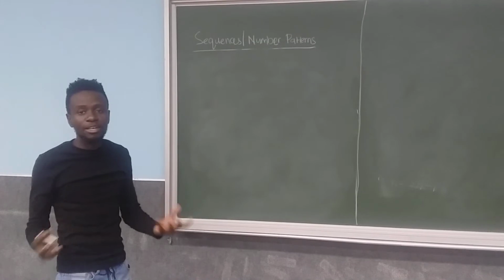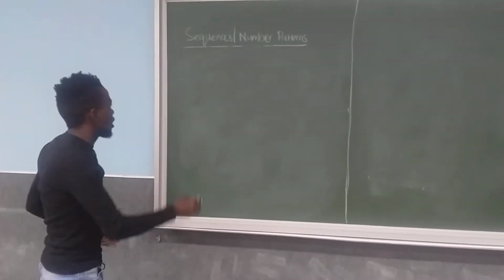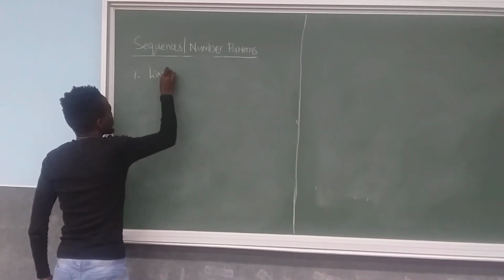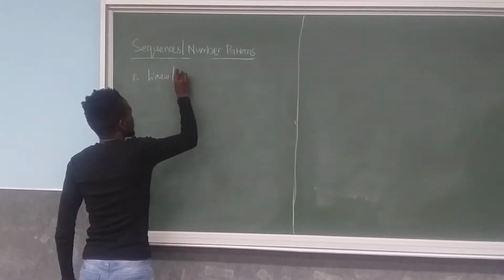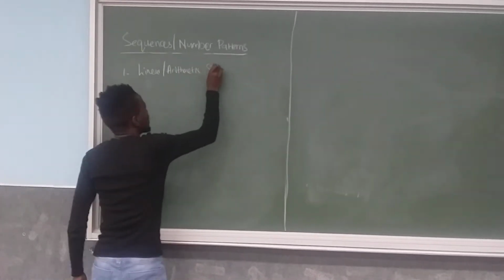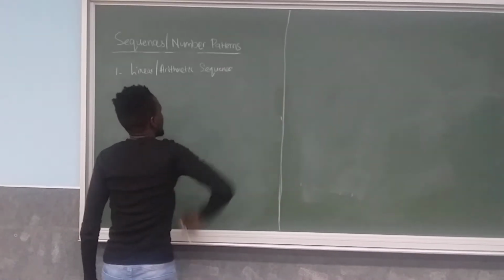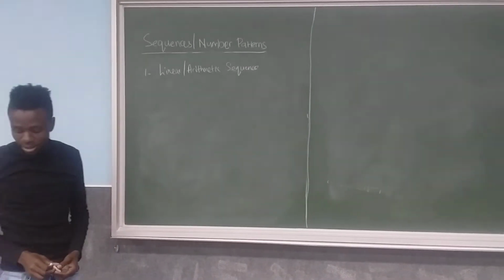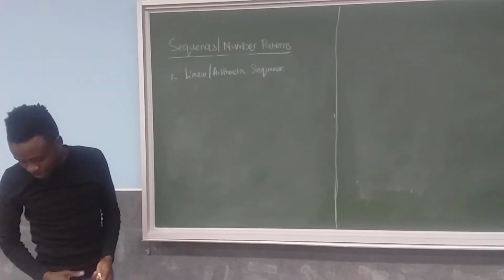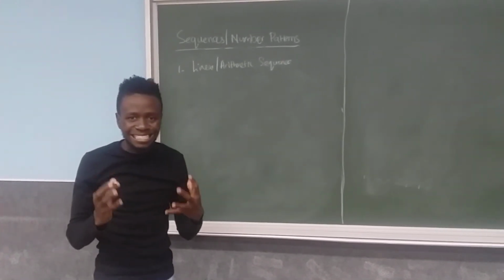We have different types of sequences, but today we'll be focusing on only two. The first one is linear, or you can call it arithmetic sequence. Okay? So what is a linear or arithmetic sequence? A linear or arithmetic sequence is a sequence of numbers such that the difference between the consecutive terms is constant.